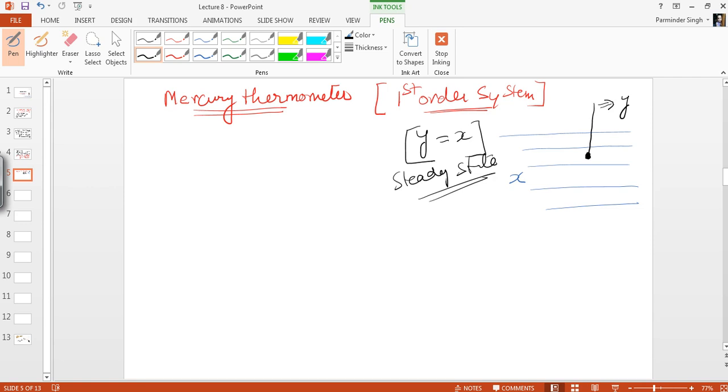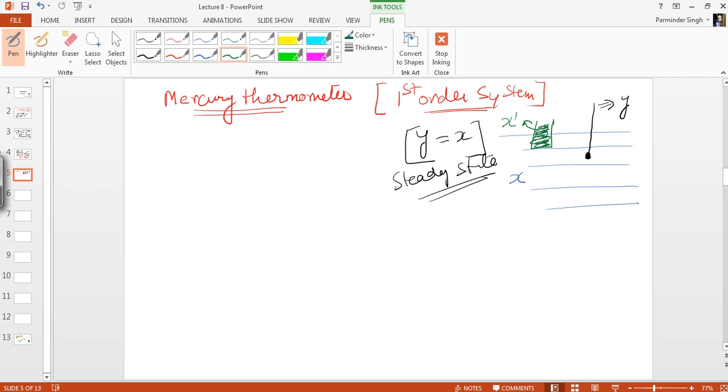Now suppose this thermometer is taken out from this surrounding and kept in this beaker which is having a different temperature from that of the surrounding. Let's say now, instead of X, it is X dash. That means you have changed the surrounding temperature.